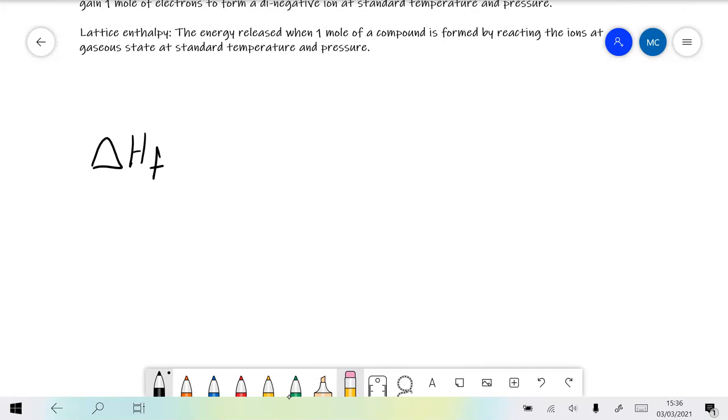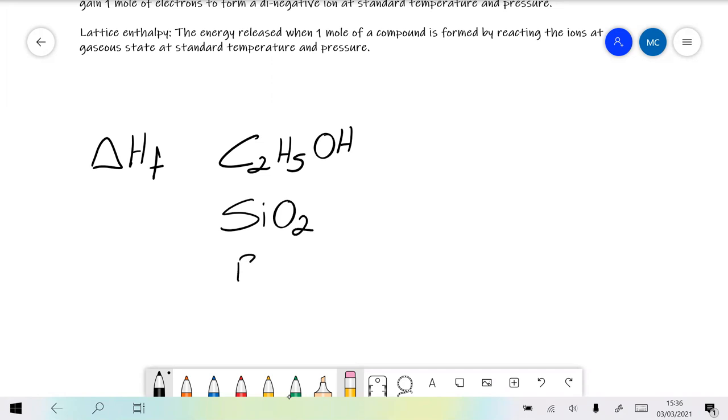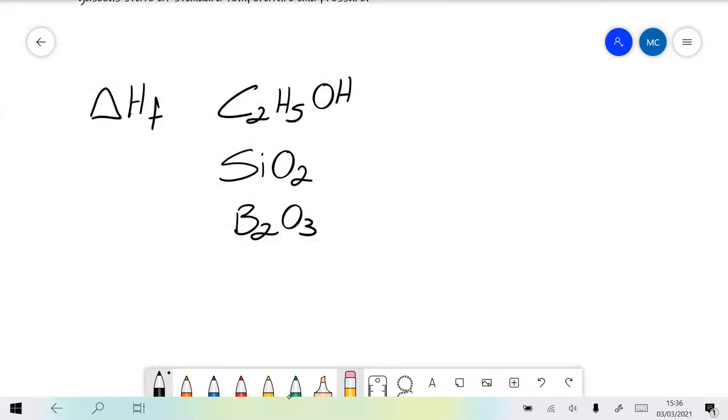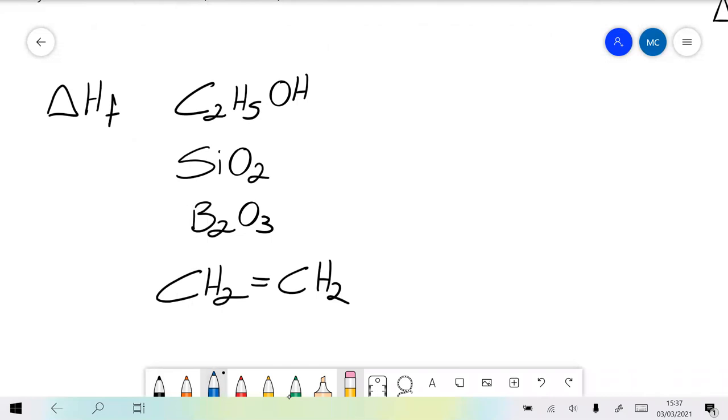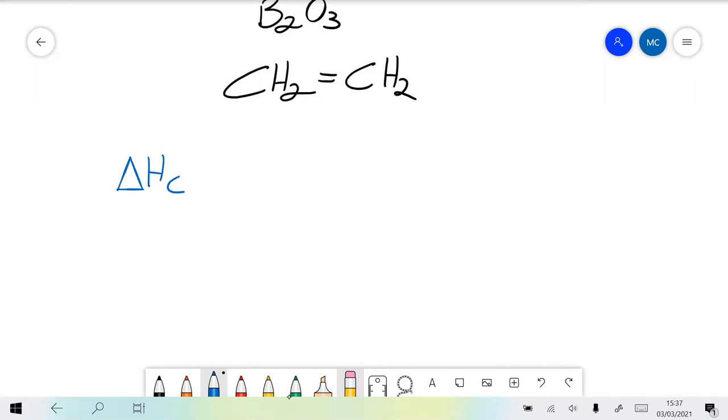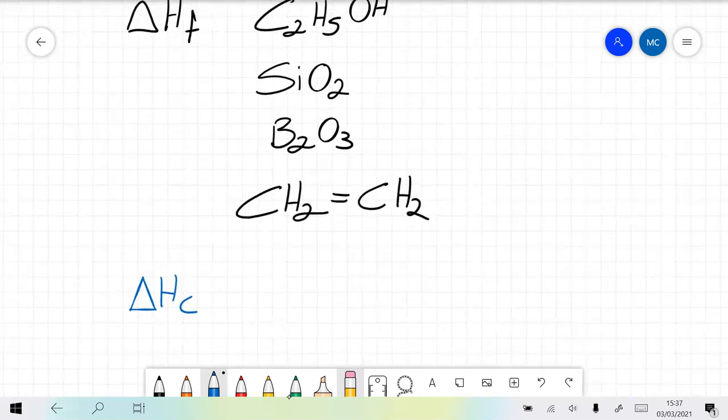Okay, so find the enthalpy of formation of C2H5OH, SiO2, B2O3, and CH2=CH2. And also find the enthalpy of combustion of these compounds as well.